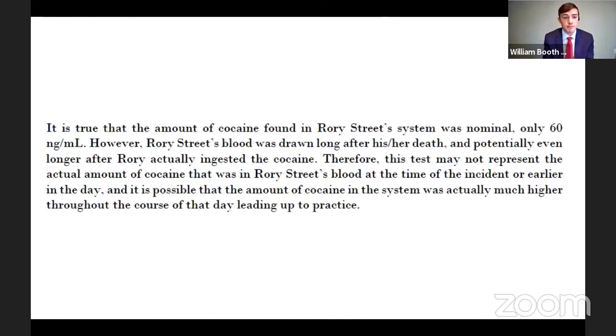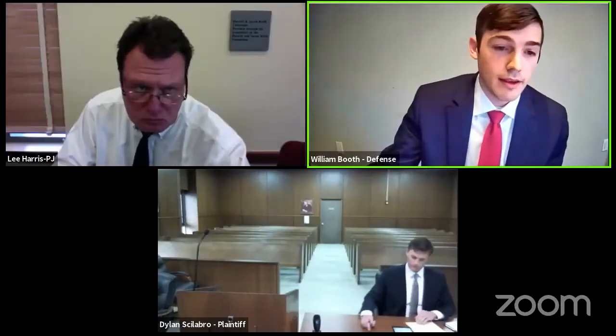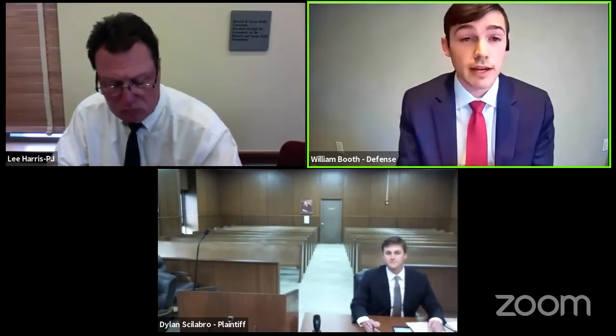Turning to page 3 in this document, it is true that the amount of cocaine found in Rory Street's system was nominal, only 60 nanograms per milliliter. However, Rory Street's blood was drawn long after her death, and potentially even longer after Rory actually ingested the cocaine. Therefore, this test may not represent the actual amount of cocaine that was in Rory Street's blood at the time of the incident or earlier in the day. And it is possible that the amount of cocaine in the system was actually much higher throughout the course of that day leading up to practice. And with that, Your Honor, defense rests, and we're ready to move on to closing arguments.